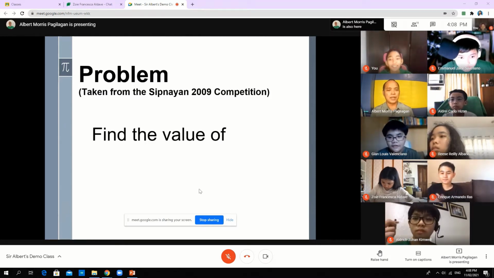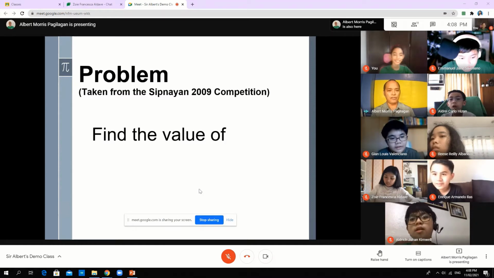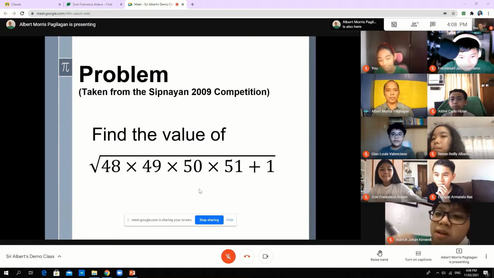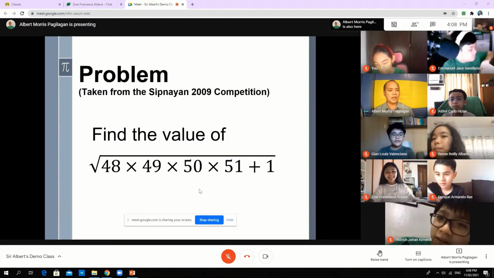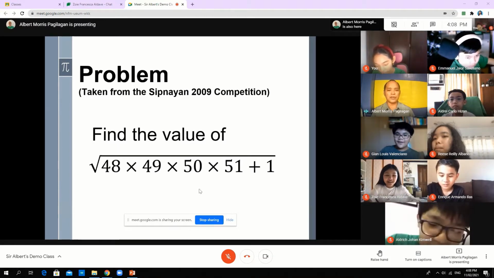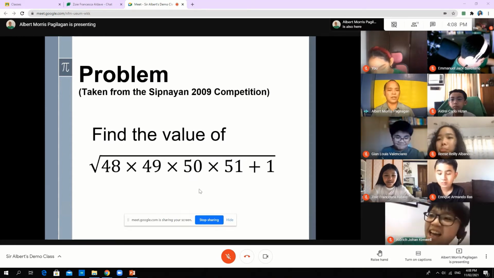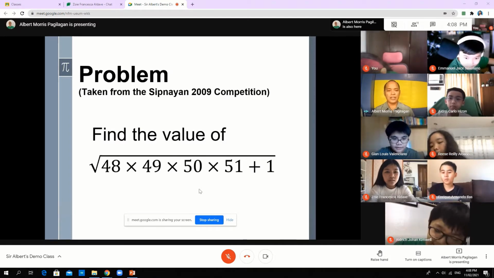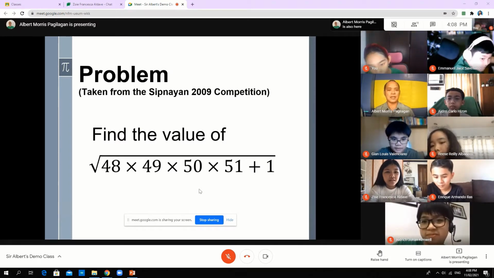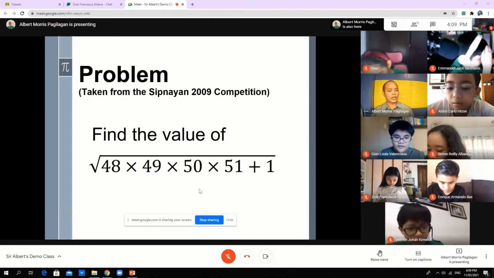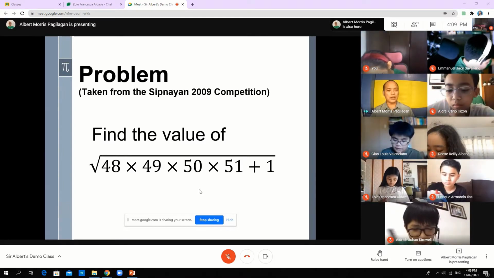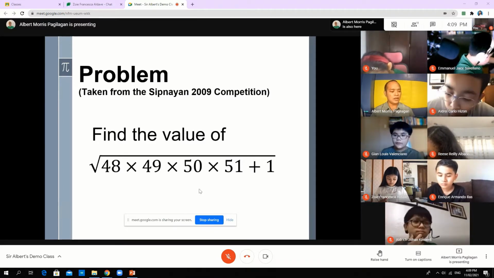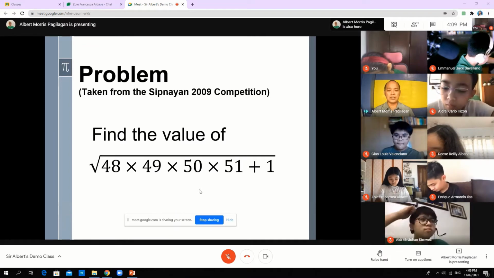And here's the problem. I'd like you to find the value of this expression. Okay, so I hope everyone can see the expression. It is the square root of 48 times 49 times 50 times 51 plus 1. No one is allowed to use a calculator. And you have about 6 minutes to finish this task. Try to make your solutions complete and organized, because later on I'll be asking for some volunteers to discuss their solution.